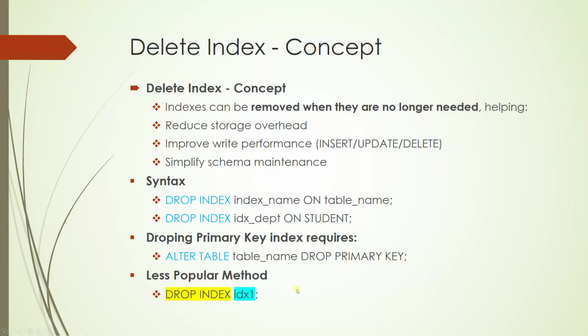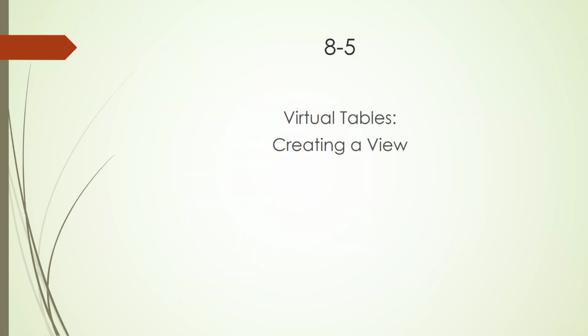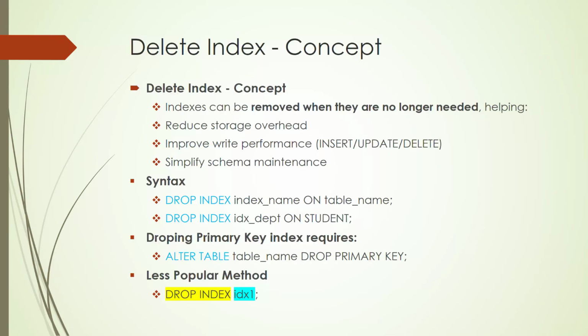it will be dropped. Sometimes in some DBMS we don't need to write the name of the table on which the index has been applied, but in MySQL this is a less popular method and may create problems. But in some DBMS, drop index name could drop that particular index. So this is how we could create the index and we could drop it.